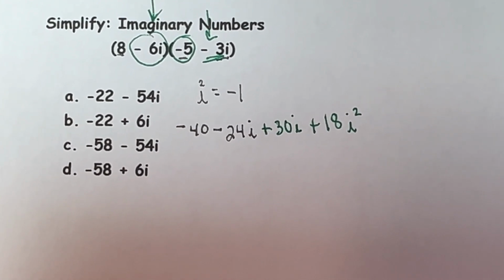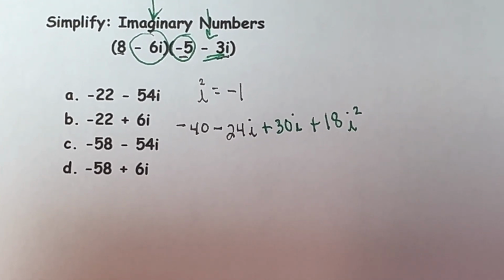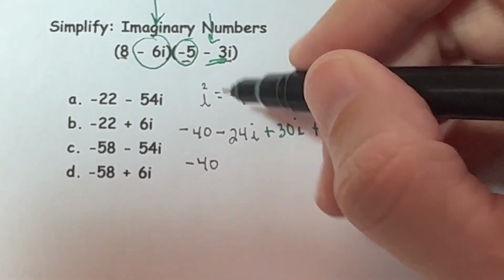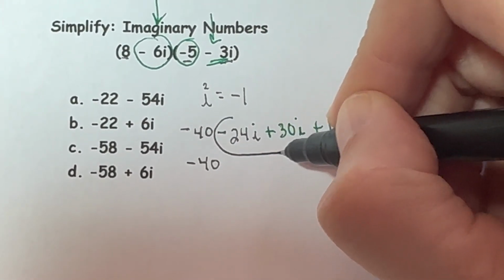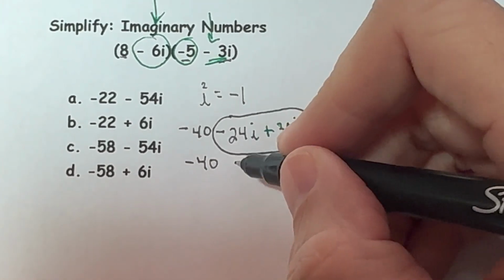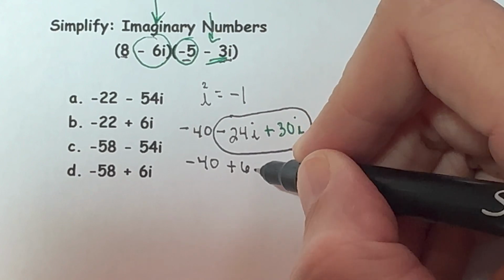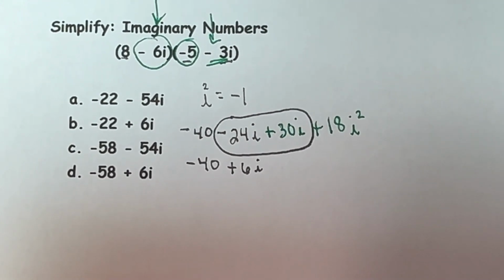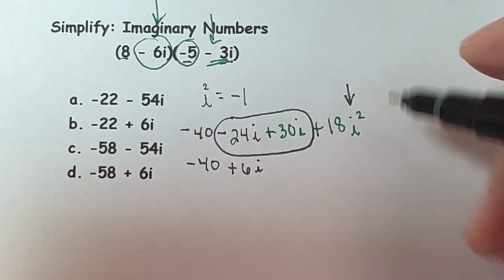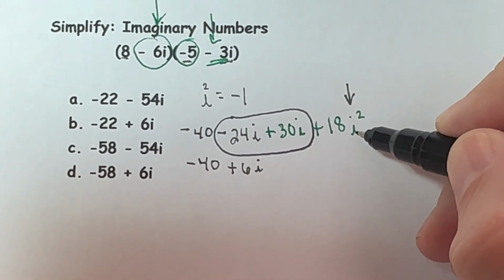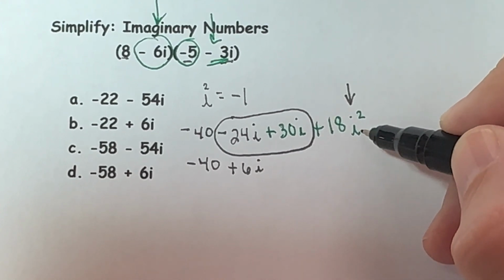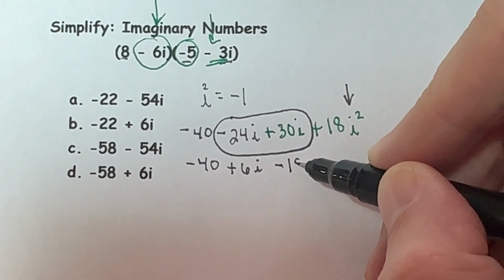Now treat these like terms. Combine your like terms. So I've got -40, and then I've got a -24i and a +30i. If I put those together, I get +6i. And then remember what I told you about i squared. i squared is -1. So that's 18 times i squared, which is the same thing as 18 times -1, which is -18.